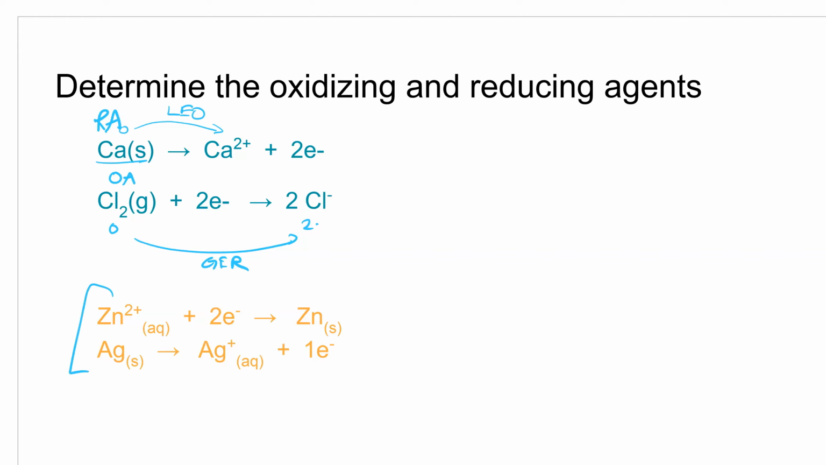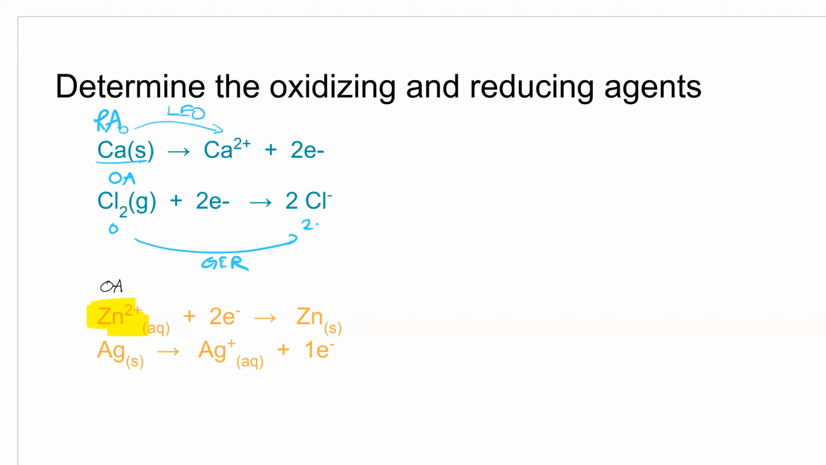Try this one on your own. Pause the video and see if you can figure out which one is the oxidizing agent and which one is the reducing agent. So zinc 2+ is causing silver to go from a 0 charge to a 1+ charge. For this to happen, silver must be losing 1 electron. So silver is undergoing oxidation. Therefore, zinc 2+ must be the oxidizing agent.